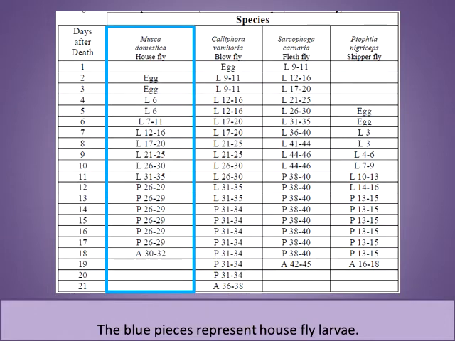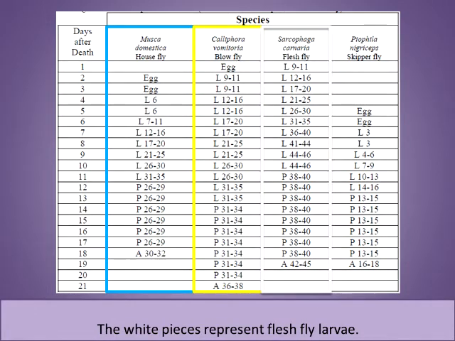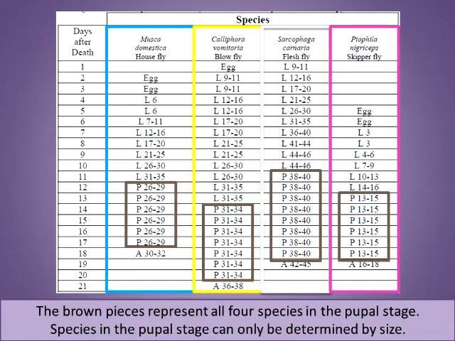The blue pieces represent housefly larvae. The yellow pieces represent blowfly larvae. The white pieces represent flesh fly larvae. The pink pieces represent skipper fly larvae. The brown pieces represent all 4 species in the pupal stage. Species in the pupal stage can only be determined by size.